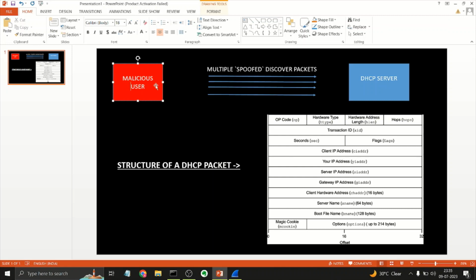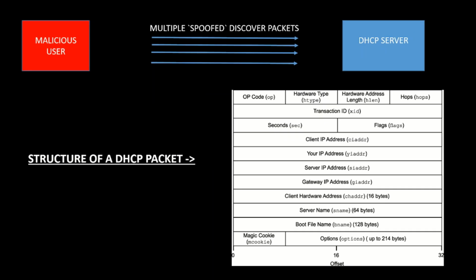Yep. So now the malicious user would be sending multiple spoofed discover packets. So basically, what would happen then is the DHCP server would, each time, reply with an offer packet, and that offer packet would contain an IP address. Let's assume there are a certain number of IP addresses, right? Every device which is connected to a network has to have a unique IP address, right?